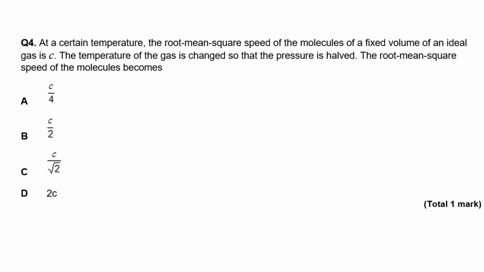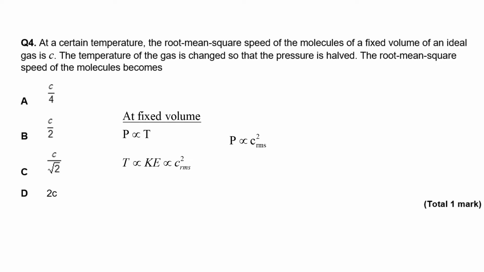Okay, so question 4, at a certain temperature, the root mean square speed of molecules of a fixed volume of an ideal gas is c. The temperature of the gas is changed, so the pressure is halved. The root mean square speed becomes what? So first of all, let's think about the relationships you've got. At a fixed volume, you should know that pressure and temperature are directly proportional to each other when temperature is in Kelvin. The other thing you should know is that the kinetic energy is also directly proportional to temperature, and kinetic energy is directly proportional to the mean square speed, or the root mean square speed squared, like this.